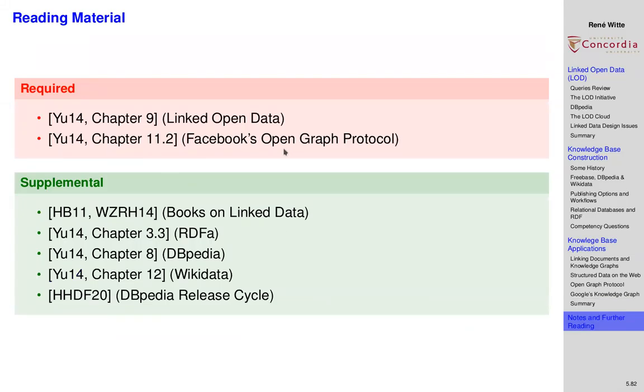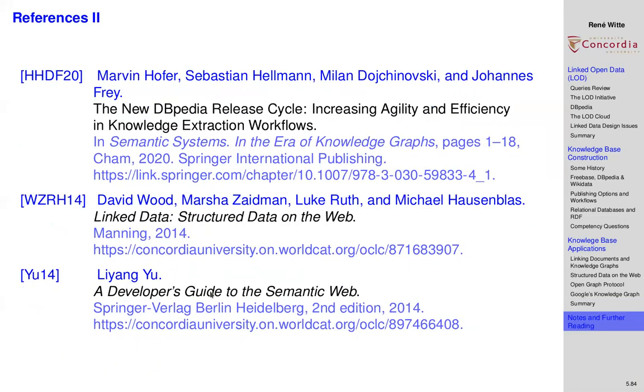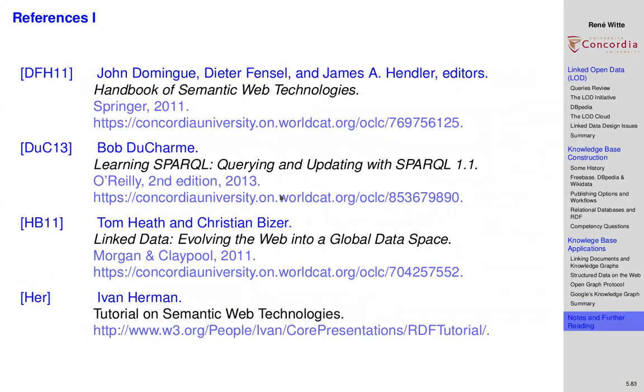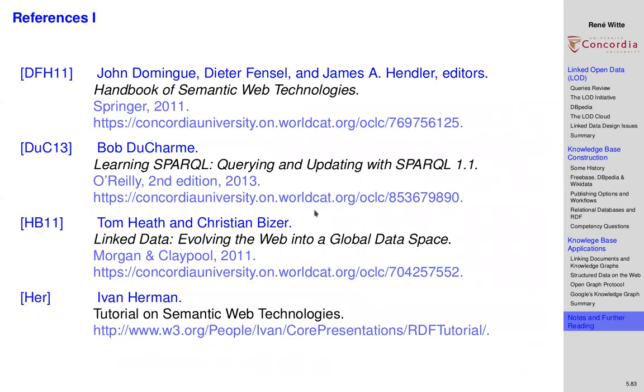You can also read briefly about the Open Graph Protocol in this one chapter here. Again, this is the developer's guide, that you can also download as a PDF. So these are the other 2 books on linked data that I mentioned, and then there are various references for the other techniques that we talked about. So this is something you should look at on an as-needed basis.